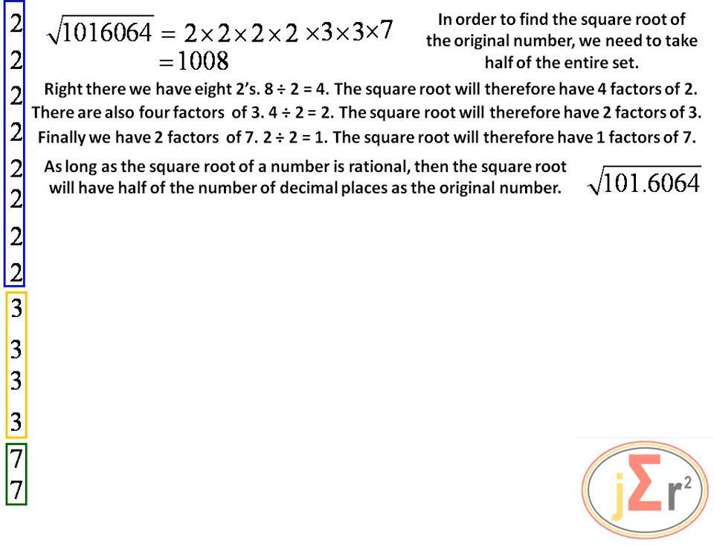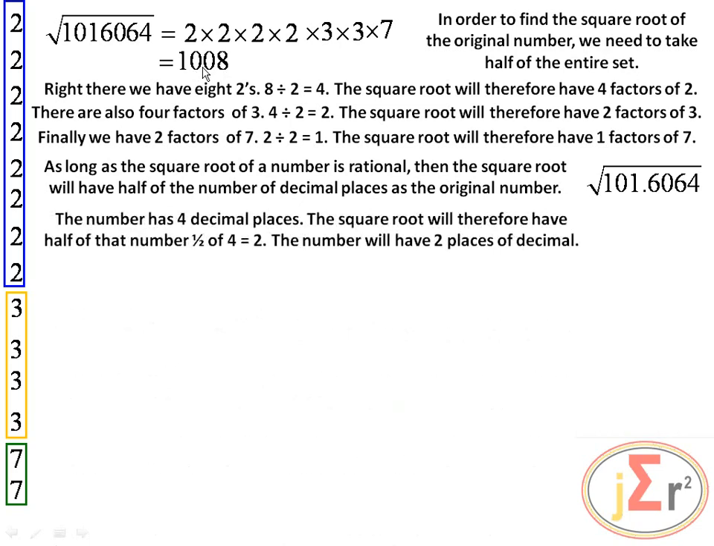101.6064. That is the original number with 4 places of decimal. The square root will have half of the number of decimal places. It will have 2 decimal places. So this is our number, and we need 2 places of decimal. So the number has 4 decimal places. The square root will therefore have half of that number. Half of 4 is 2. The number will have 2 places of decimal. There, 10.08.